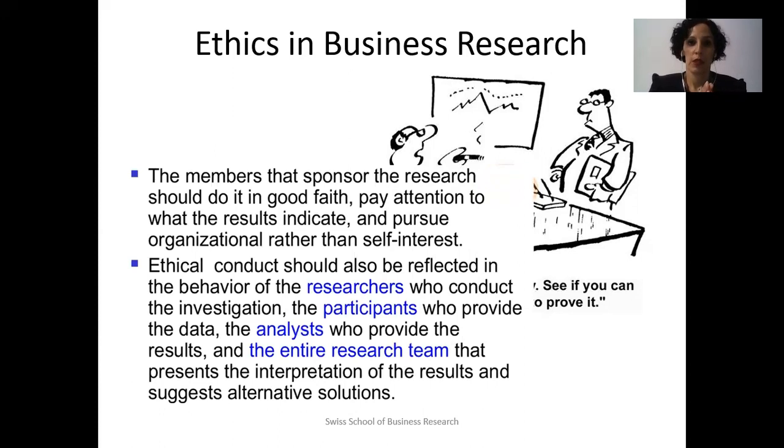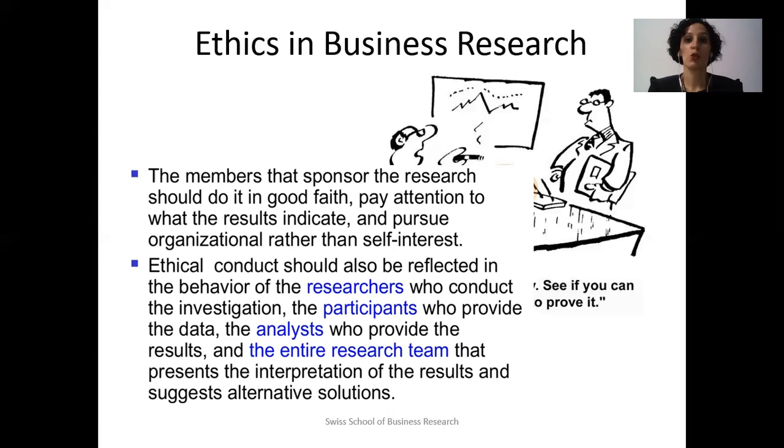So to sum it up, members that sponsor the research have to do it in good faith. They have to be aware of their own biases and be objective about how they are approaching the business research. The ethical code also has to be present in the researchers. I'm the researcher in my organization, and I have to be ethical with all of the research that I'm carrying out, whether or not the results are what I was expecting.